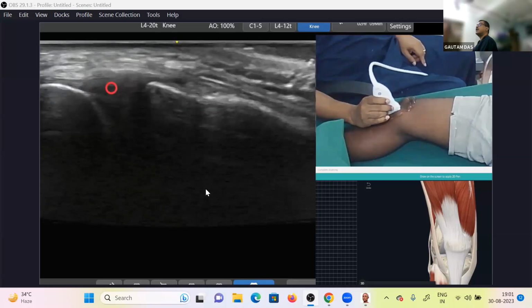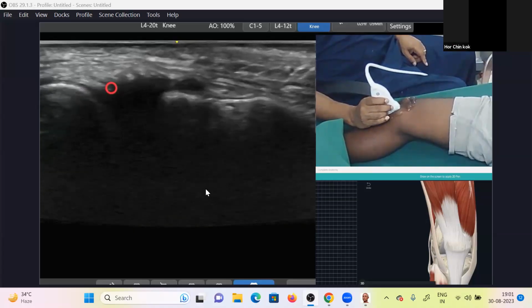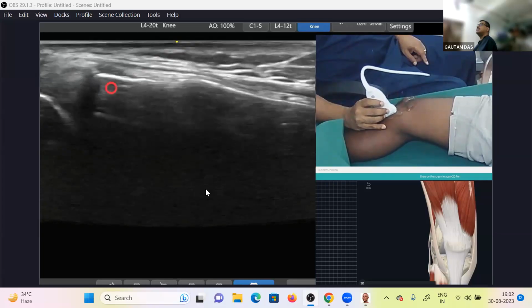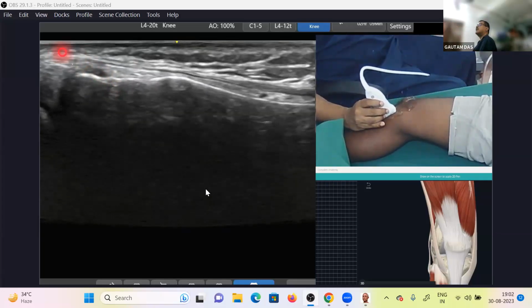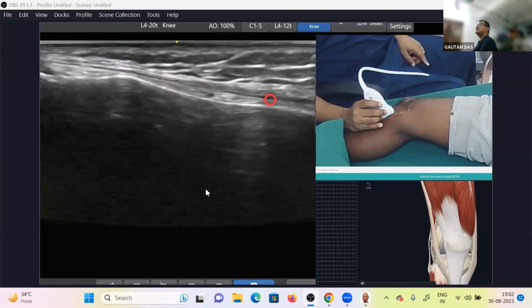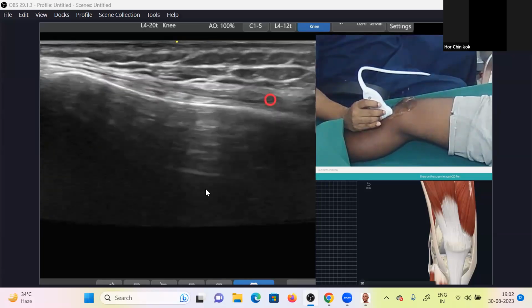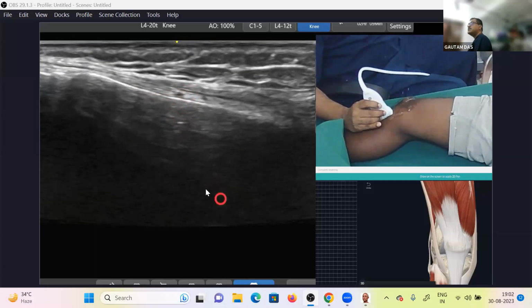Okay, now let me come down. So what you can see here, this superficial layer coming down, coming down. Now below, you see a small round structure. These remain here.